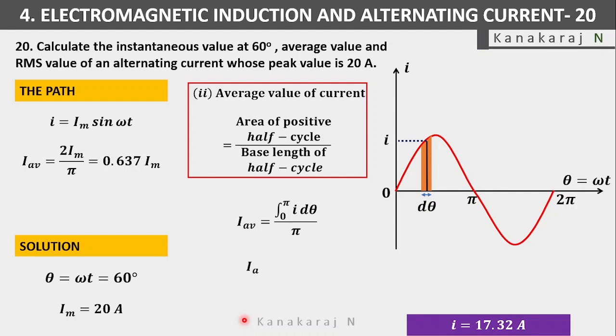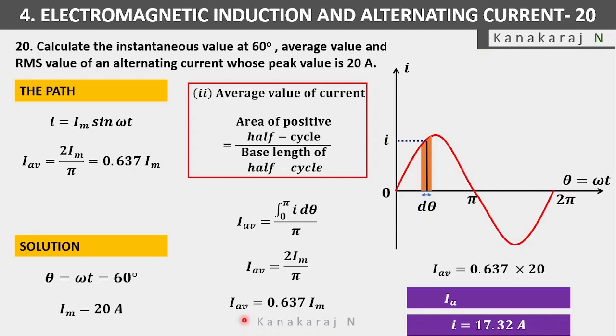So I average equals, once you integrate 0 to pi I d theta, you get 2 Im divided by pi. Here the small i is substituted as Im sin omega t. We have to proceed with that mathematical part, let us avoid this right now. So I average equals 0.637 Im, which is 0.637 multiplied by 20. So we get I average equals 12.74 ampere.